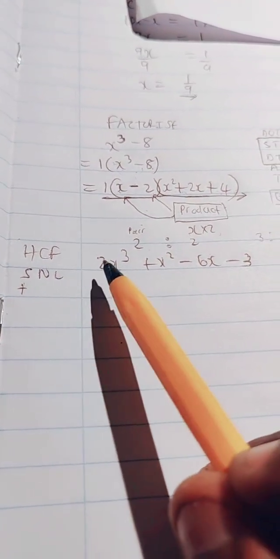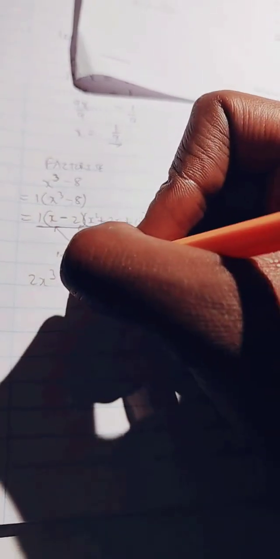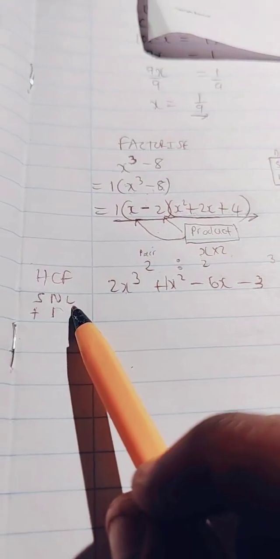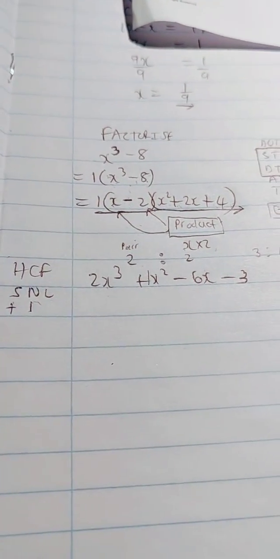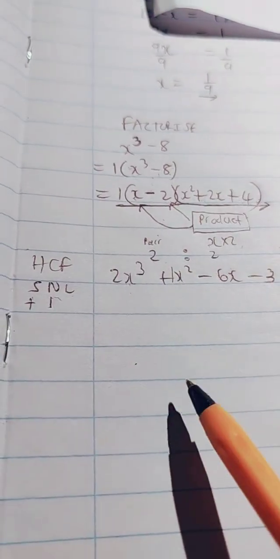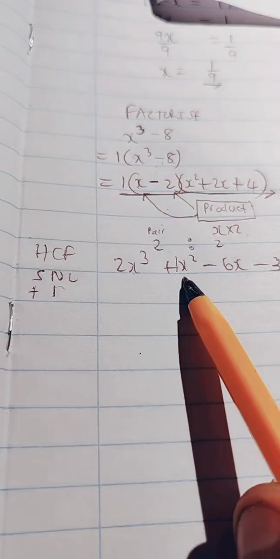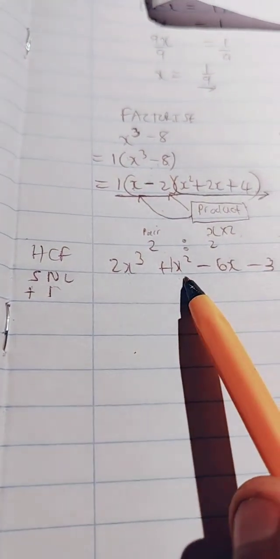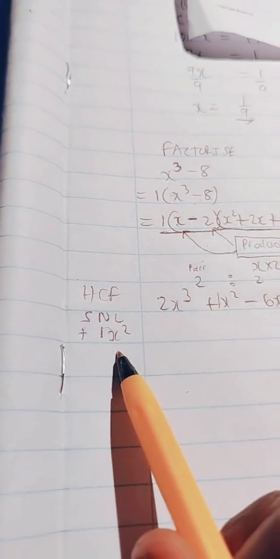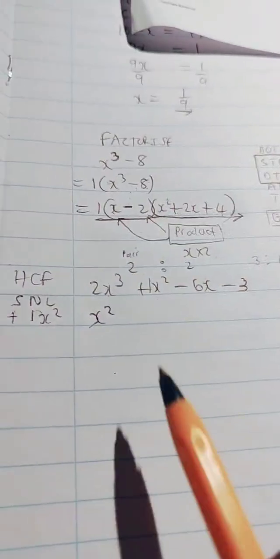You move on to the number. Between 2 and the coefficient here, which is 1, what is the highest common factor? It's 1. Between x cubed and x squared, what is the highest common factor letter? Remember, with the letter, we take out the common letter that has the lowest exponent. Between the x's, who has the lowest exponent? It's definitely x squared. So that is why, guys, when you are taking out your highest common factor, you are taking out a positive 1x squared. In other words, you can then write it as x squared.